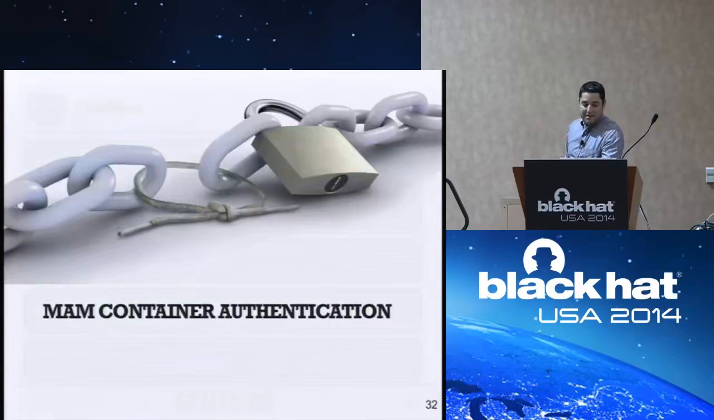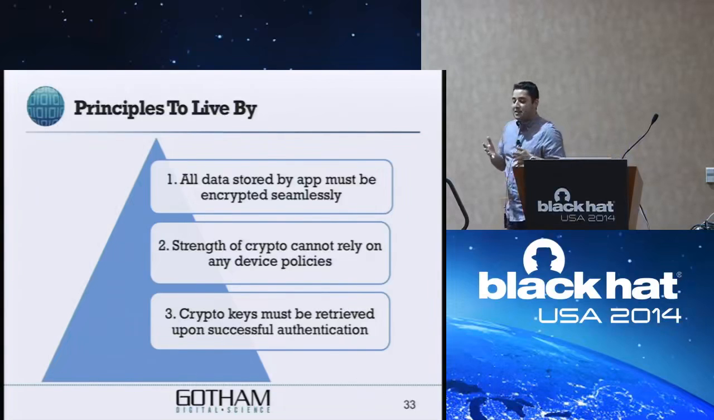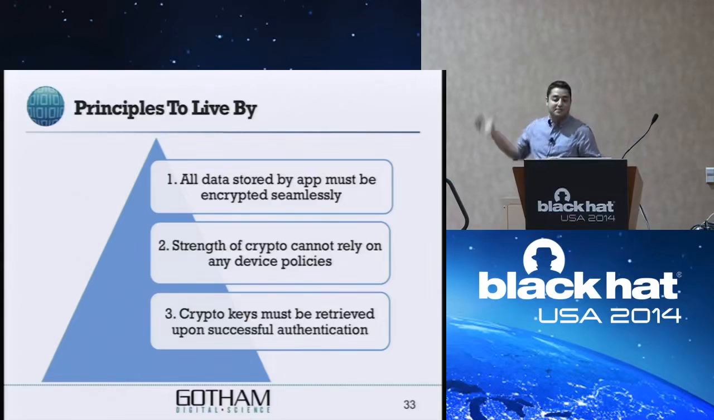All right, so let's go into some actual bug stuff. When I think of a secure container, I like to think of there being 3 principles where if you break one of these, you'll probably have a broken solution. So, all data stored by the app should be encrypted seamlessly. The strength of the crypto should never rely on any device level policy. And crypto keys must only be retrievable, or derived, after you've fully authenticated.